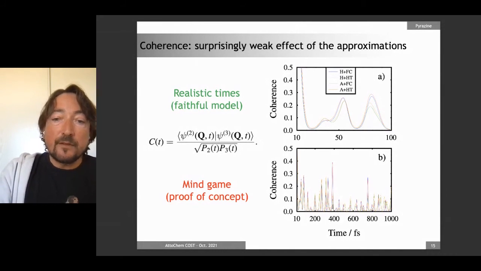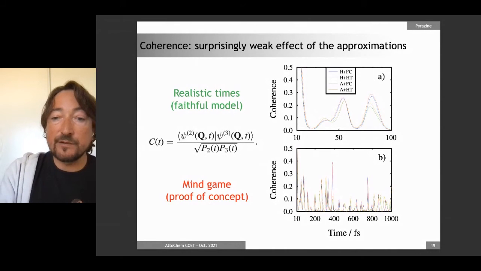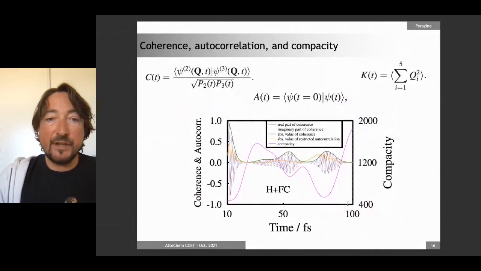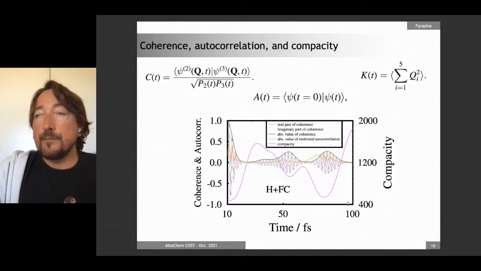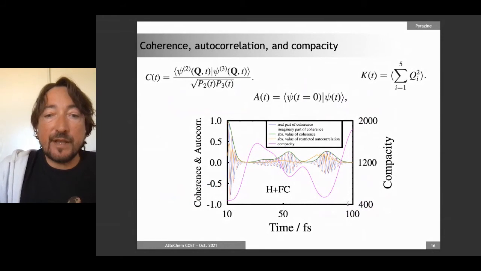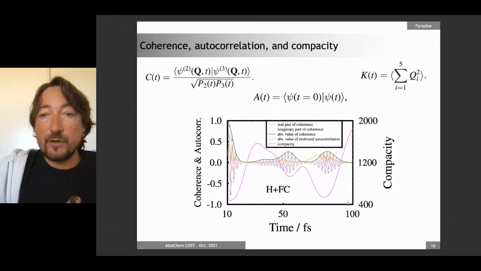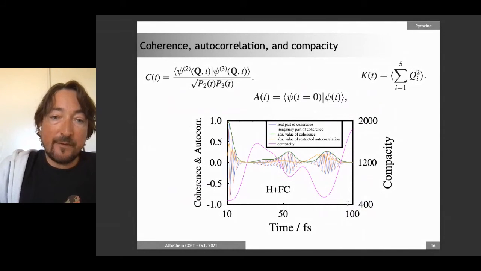So you see, somehow, the effect of approximations is not so high, but yet some cases preserve coherence better than others. So to have a clearer interpretation, we thought, okay, coherence is a measure of the possibility of an actual electronic wave packet. Can we relate this to other quantities that will evolve correlatively with the coherence?